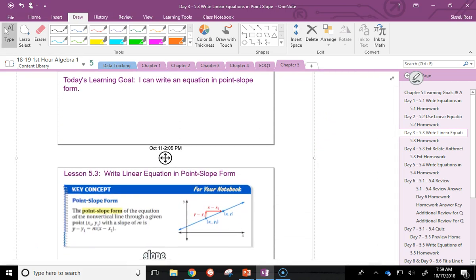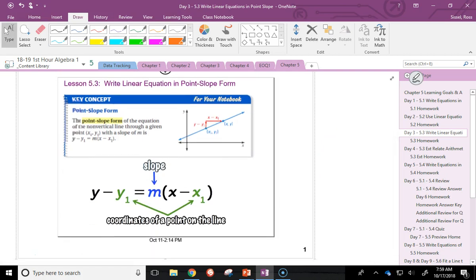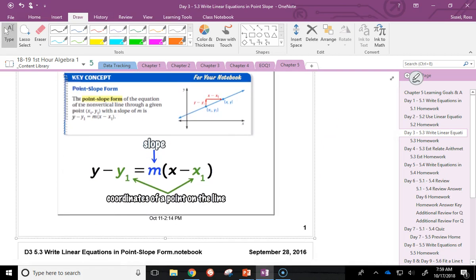So today's learning goal: I can write an equation in point slope form. When we scroll down, we see point slope form. I don't think this is on your OneNote. I added this picture in last night because I felt that picture did a lot more for me. Point slope form of an equation of the non-vertical line through a given point (x1, y1) with the slope of m is this equation. So I went and found this picture and I thought it helped more.